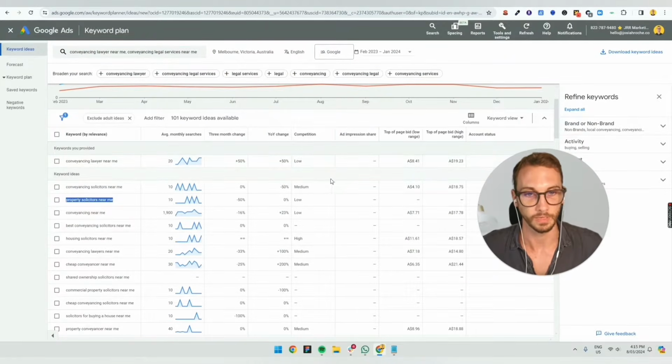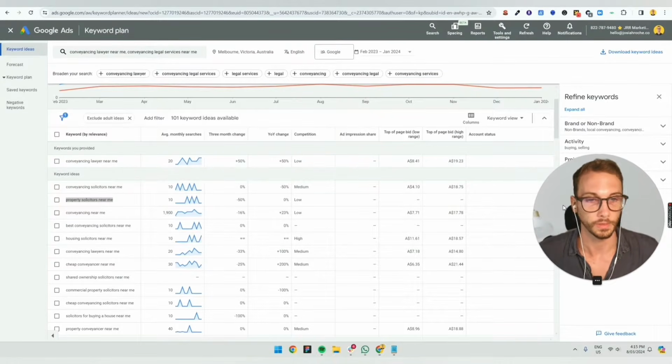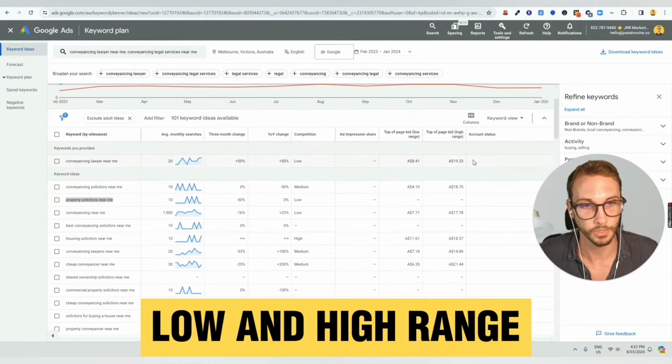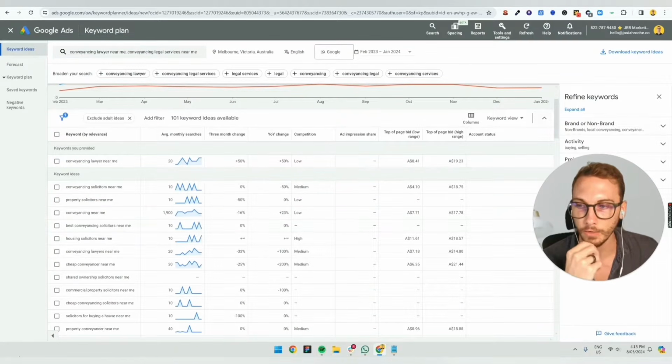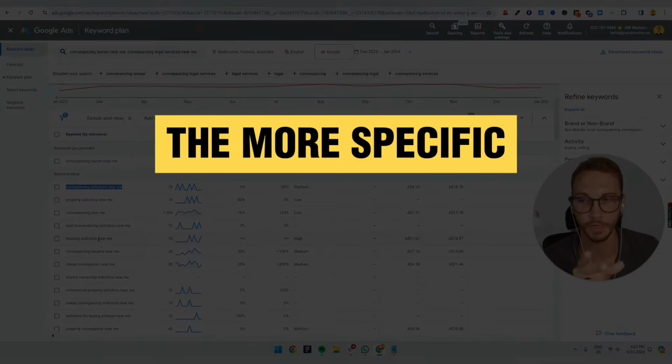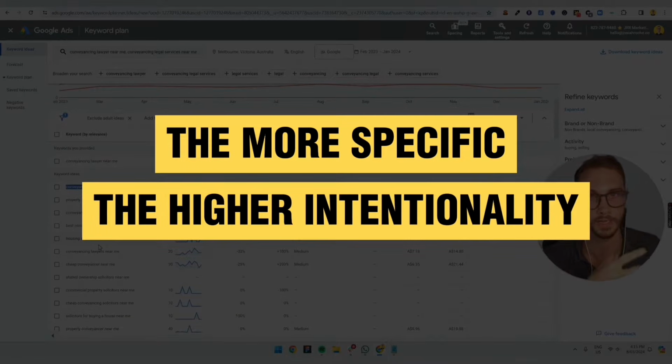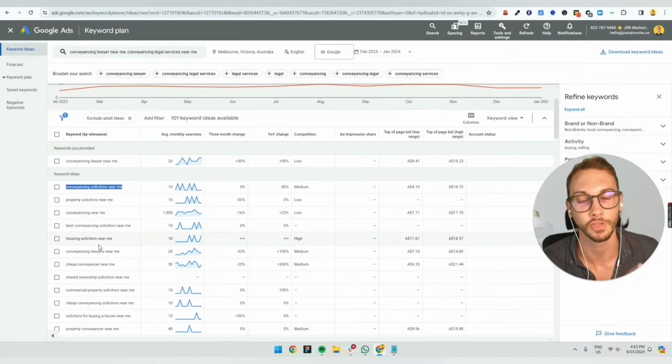Anyway, I won't go too deep into it, but basically what you need to come up with to determine your budget is the low range and the high range. And you're basically going to think, okay, well, I really want to bid on this keyword and this keyword. They get 20 searches a month, 30 searches a month. This is 1,900, so that's probably too broad. You might want to go for the ones that are more specific, because the more specific they are, the higher likelihood that they're ready to take the next step and they're trying to actually find you.